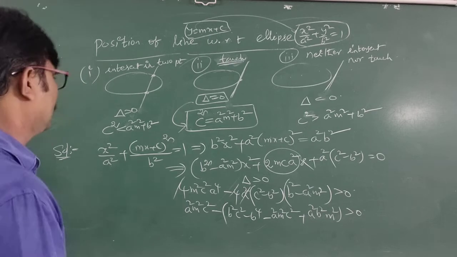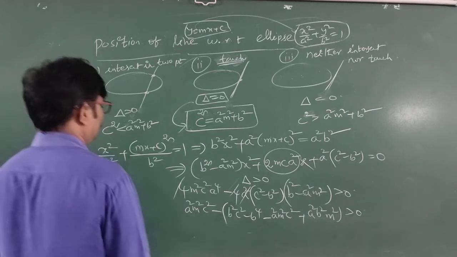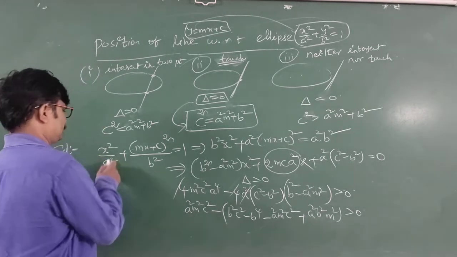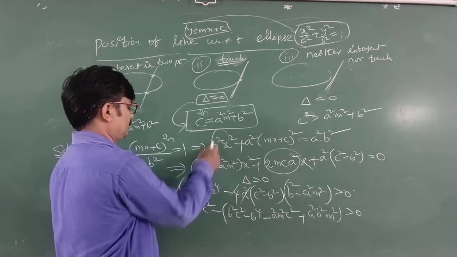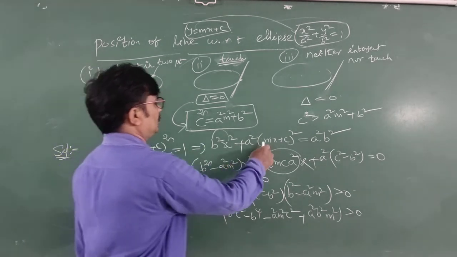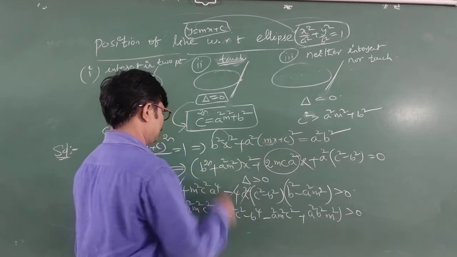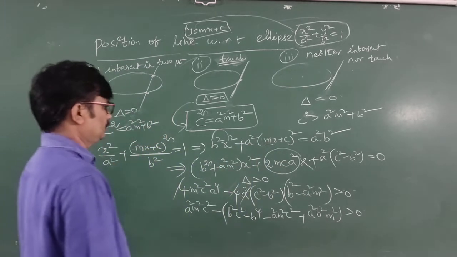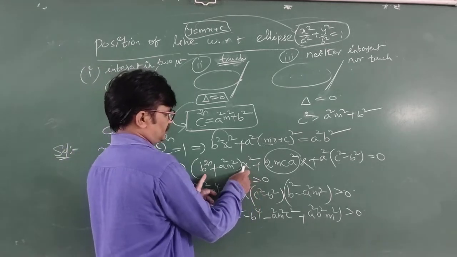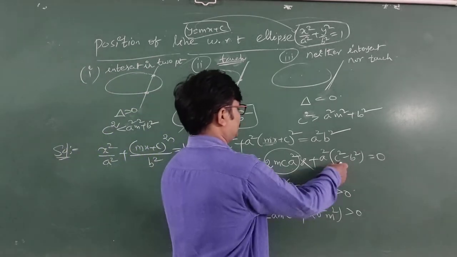My dear students, in the calculation there is a small mistake. Here the b square x square, this is a square into (mx + c) whole square. So here the x square term is the b square. Here also m square x square is there, plus. Okay students, so we have to compare this with ax square plus bx plus c.